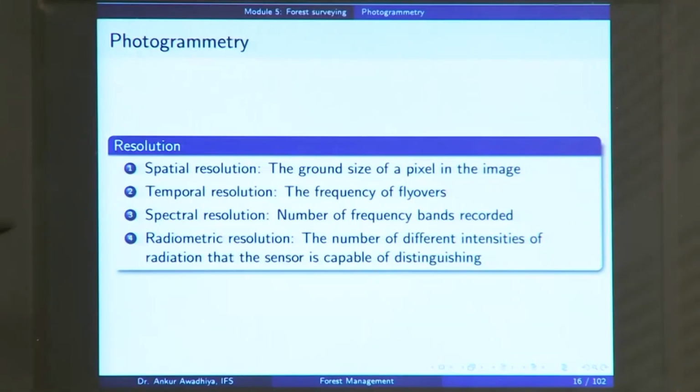Now, third is the spectral resolution. Now, spectral resolution is the number of frequency bands that are recorded. So, how many frequencies are you recording? Are you taking a black and white image, in which case you have only one band? Are you taking a color image, in which case you have got 3 bands, red, green and blue? Or are you taking even more number of bands? Say in a multispectral image, you are looking at what is the red value, green value, blue value, near infrared, middle infrared, far infrared, probably ultraviolet band as well, and so on.